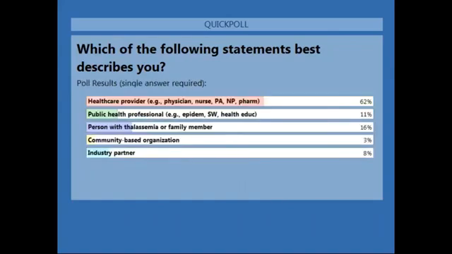So the poll shows that of the audience today, 62% are healthcare providers, 11% are public health professionals, 16% are persons with thalassemia or a family member, 3% are community-based organizations, and 8% are industry partners.